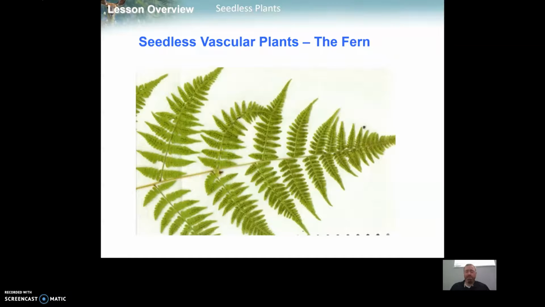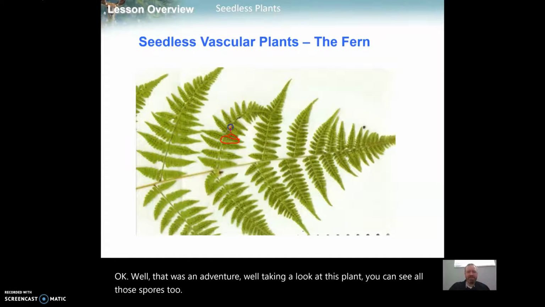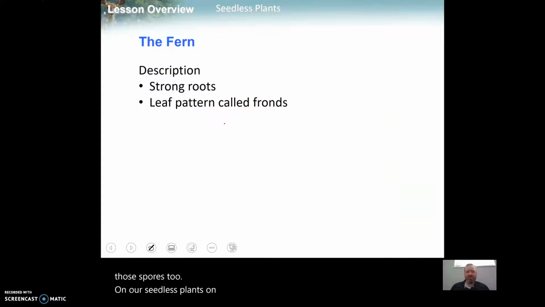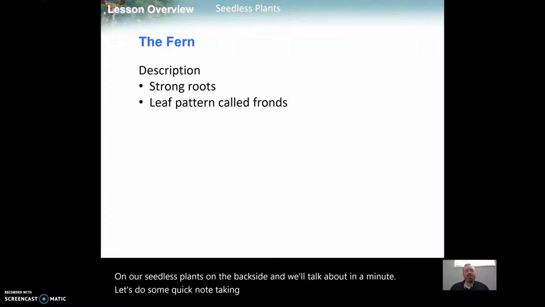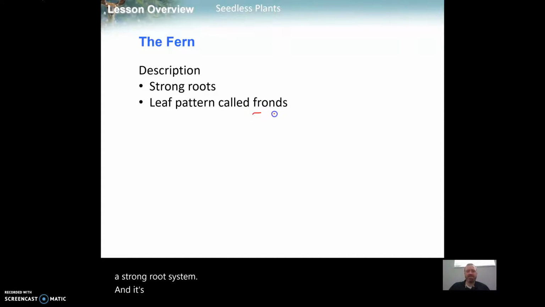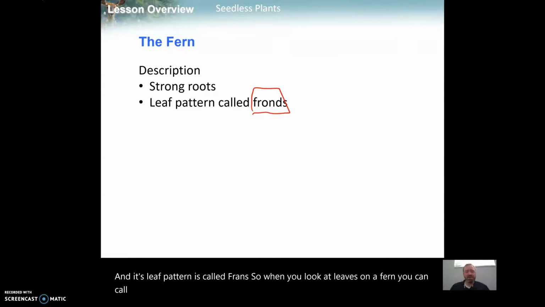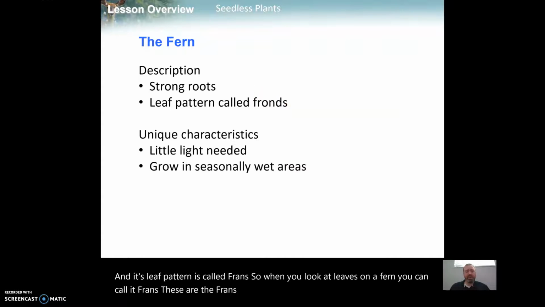Well, that was an adventure. Taking a look at this plant, you can see all those spores too on our seedless plants on the back side that we'll talk about in a minute. But let's do some quick note taking on the fern. So I showed you outside that it has a strong root system. And its leaf pattern is called fronds. So when you look at leaves on a fern, you can call it fronds. These are the fronds that are opening up.